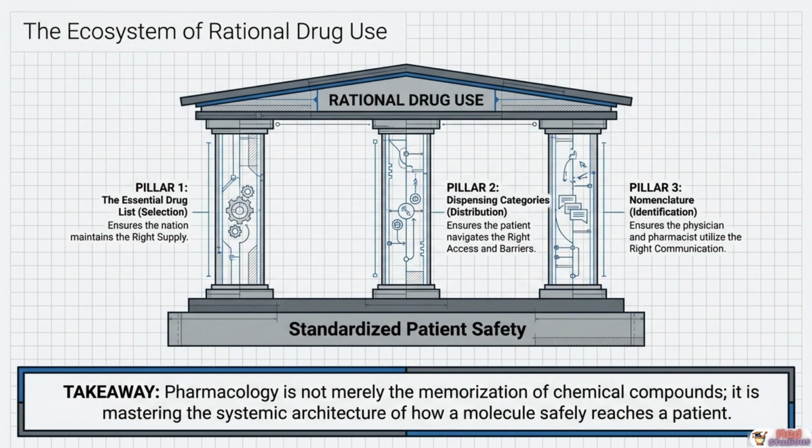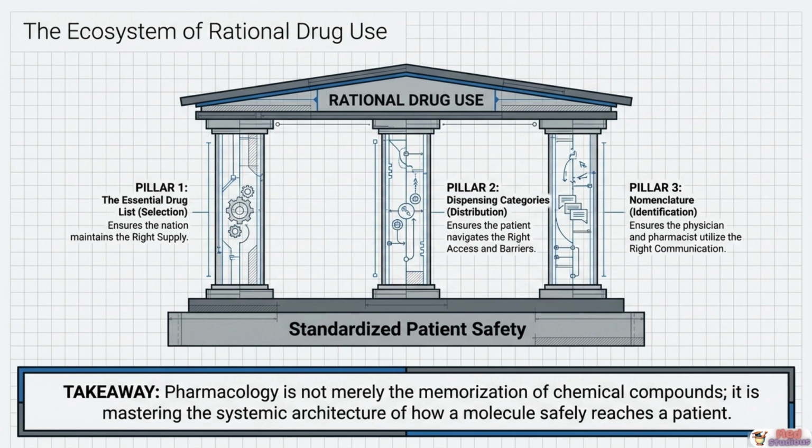The architecture supporting this goal stands on 3 pillars. Pillar 1 is the essential drug list, the selection mechanism. It ensures that the nation maintains the right drug supply, a curated, evidence-based, cost-effective, quality-assured inventory of medicines available at every tier of healthcare. Pillar 2 is the dispensing category system, the distribution and access control mechanism. It ensures that patients navigate the right access levels and the right barriers, freely accessing safe OTC medicines while being protected from the dangerous self-use of prescription-only and controlled substances.